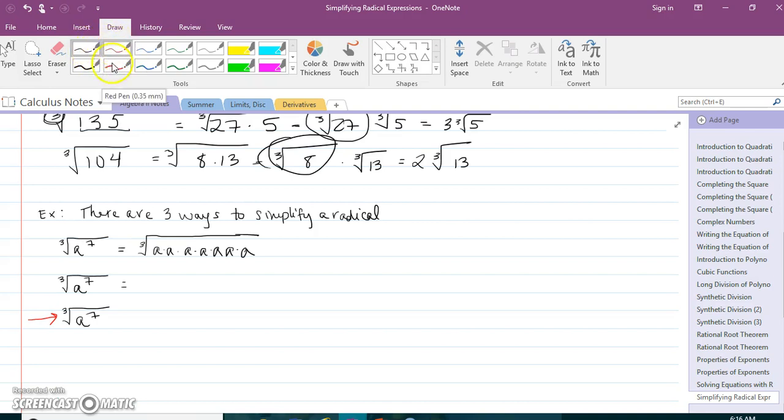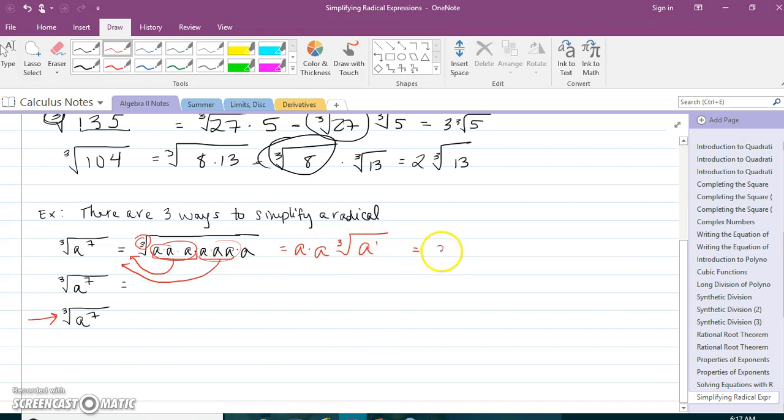If I'm going to do a to the 7th, that's the same as a multiplied by itself 7 times. And if I have a cube root, the things that can come out together are triplets. So this would be a times a times a, which is a cubed. Here's another a times a times a, that's a cubed. They each come out and they each become an a. So this triplet comes out and becomes an a. This triplet comes out and becomes an a. And stuck under here is 1 a, so there's a cube root of a to the first power.